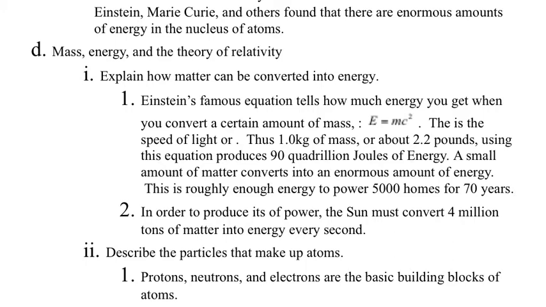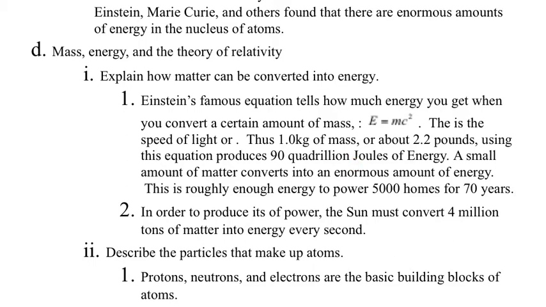So, something that weighs a couple of pounds, if you could convert it purely into energy, and this is not what the sun does, but if you could, it would produce enough energy to run 5,000 homes for 70 years. So tiny amounts of mass can get converted into enormous amounts of energy through Einstein's famous equation. And this is kind of what happens in the sun.